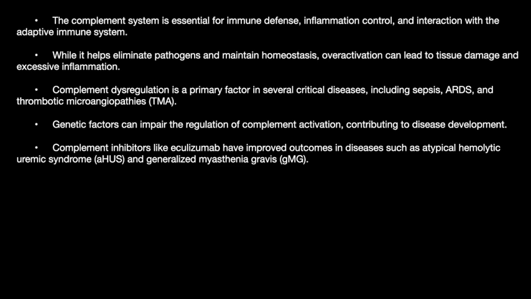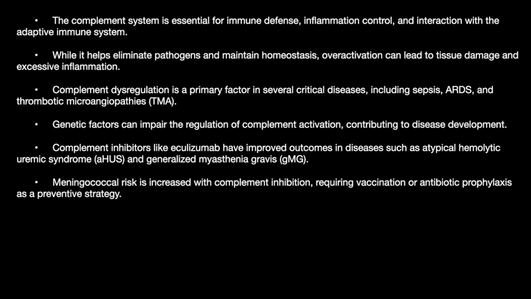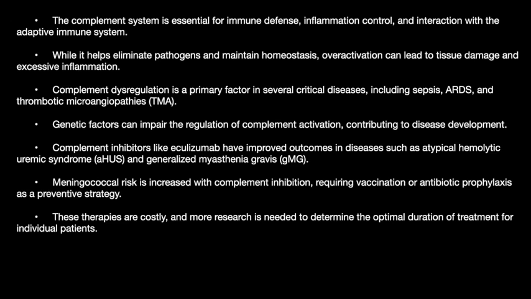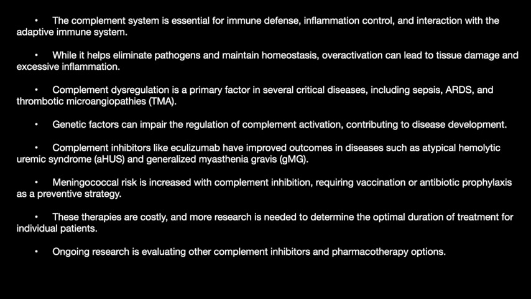So we have certain inhibitors which have been used in these cases like atypical hemolytic uremic syndrome and generalized myasthenia gravis. We need to understand that the use of these drugs is associated with infection risk, especially Neisseria, which can result in meningococcal infection. These therapies are costly and more research is needed to determine the optimal duration for individual patients. Ongoing research is evaluating the complement inhibitors and the pharmacotherapy options.